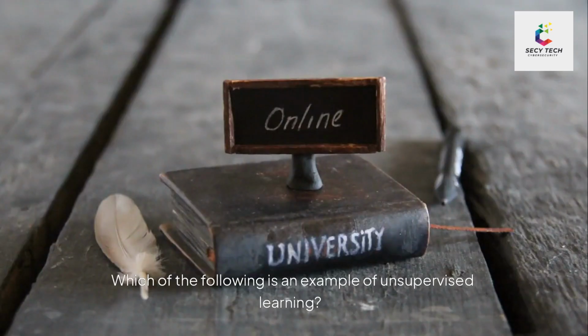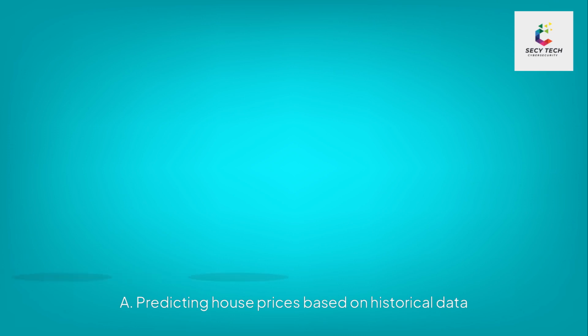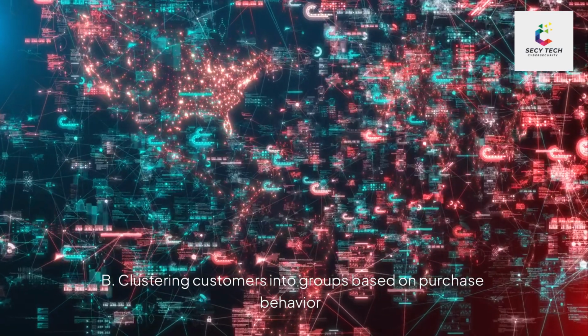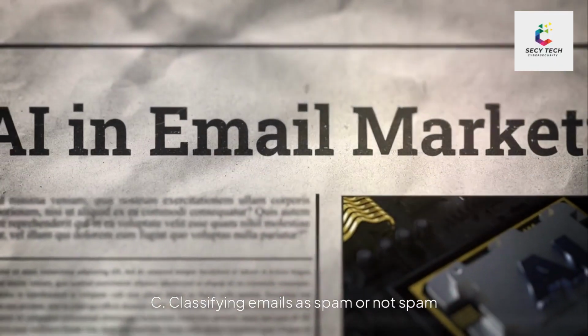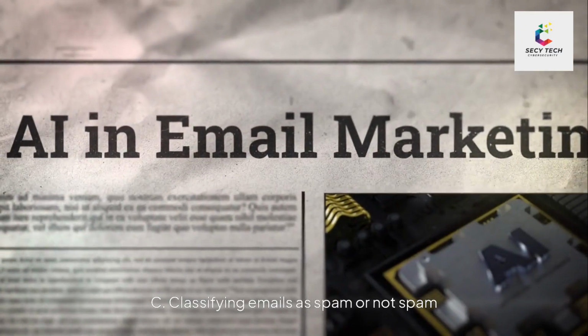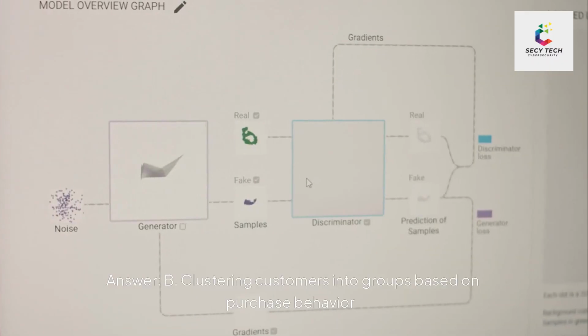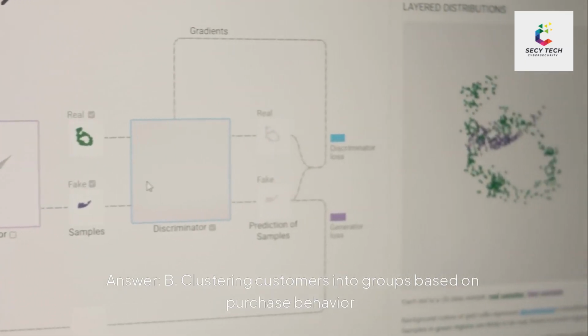Q6. Which of the following is an example of unsupervised learning? A. Predicting house prices based on historical data. B. Clustering customers into groups based on purchase behavior. C. Classifying emails as spam or not spam. D. Forecasting stock prices. Answer: B. Clustering customers into groups based on purchase behavior.